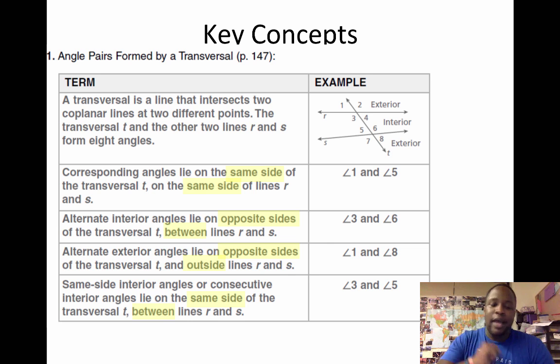Then we have same side interior angles. Same side interior angles could be like 3 and 5, because they lie on the same side of the transversal, in this case the left side, and they're in between the two lines. So they're in the interior of the two lines. 4 and 6 would be another example. There's also something called same side exterior angles. Basically, same side exterior angles lie on the same side of the transversal, but outside the lines R and S.